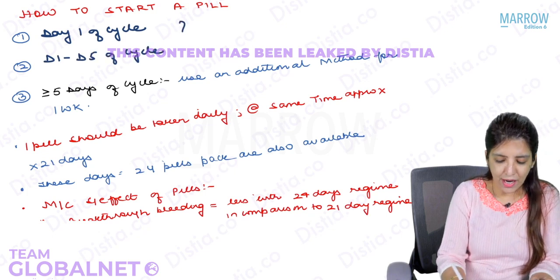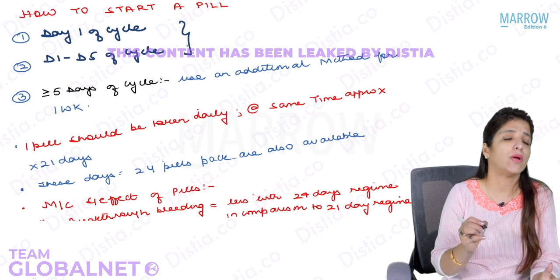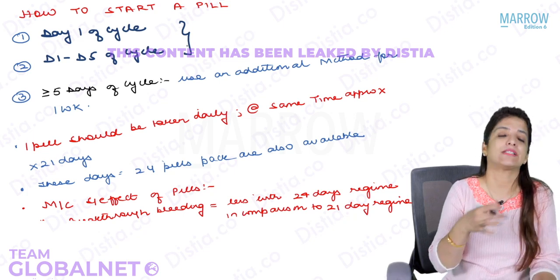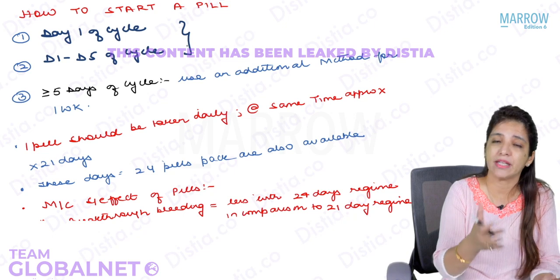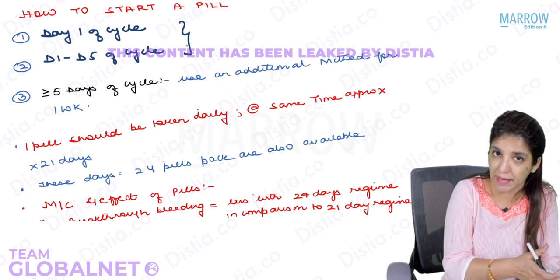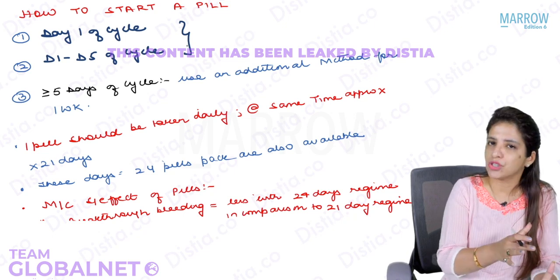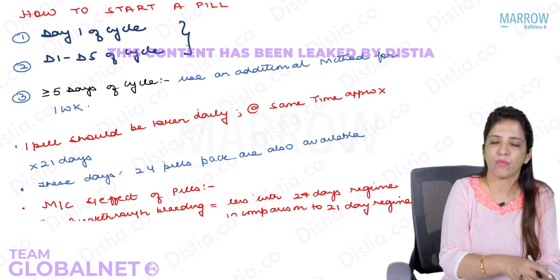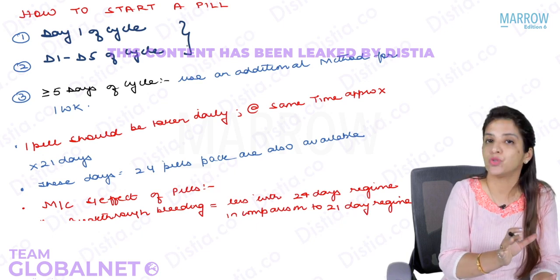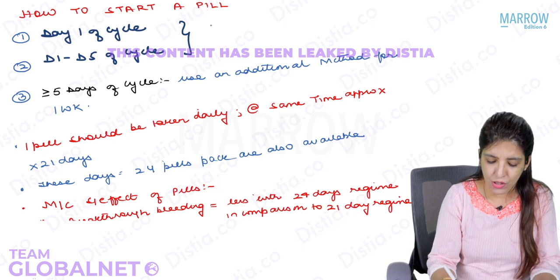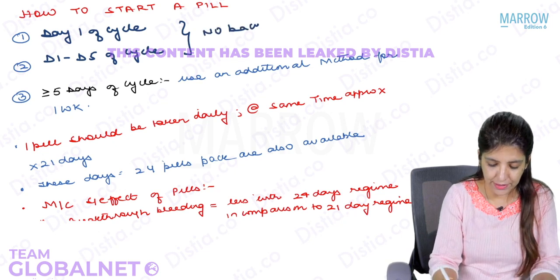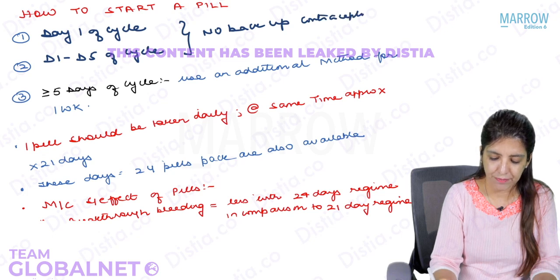Now, when you are starting on day 1 of the cycle, when do you say it's day 1? The day a female starts having bleeding becomes her day 1 of that cycle. So either you start on the day of bleeding, that is day 1, or you start between day 1 to day 5. In both these cases, no backup method is needed. No backup contraception is needed.